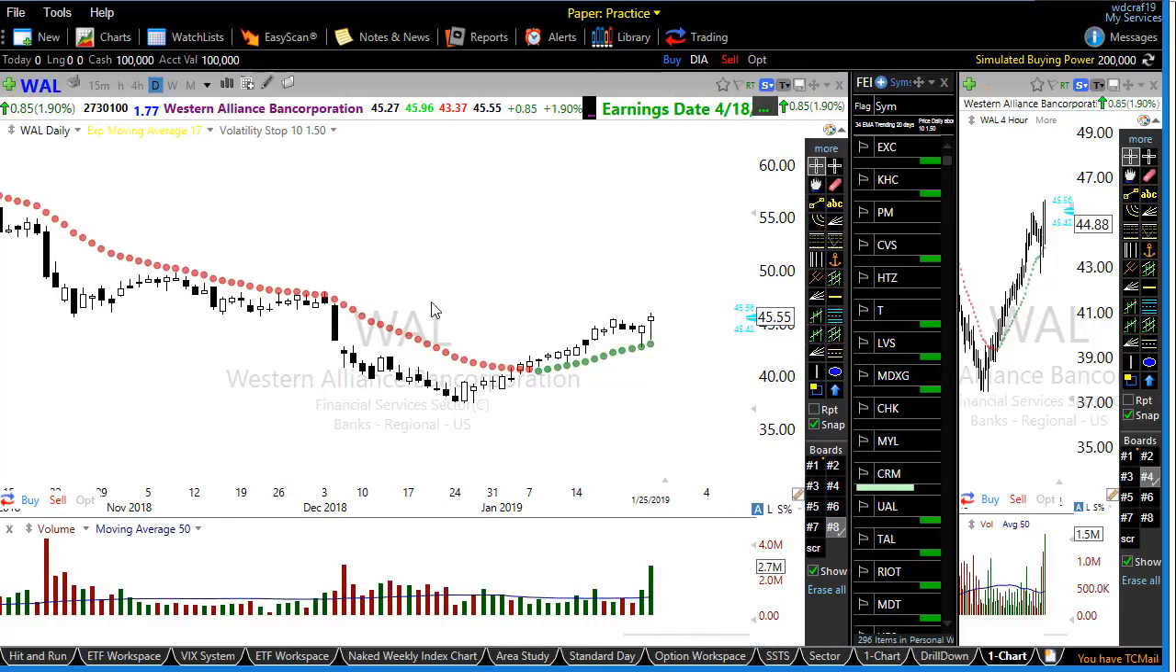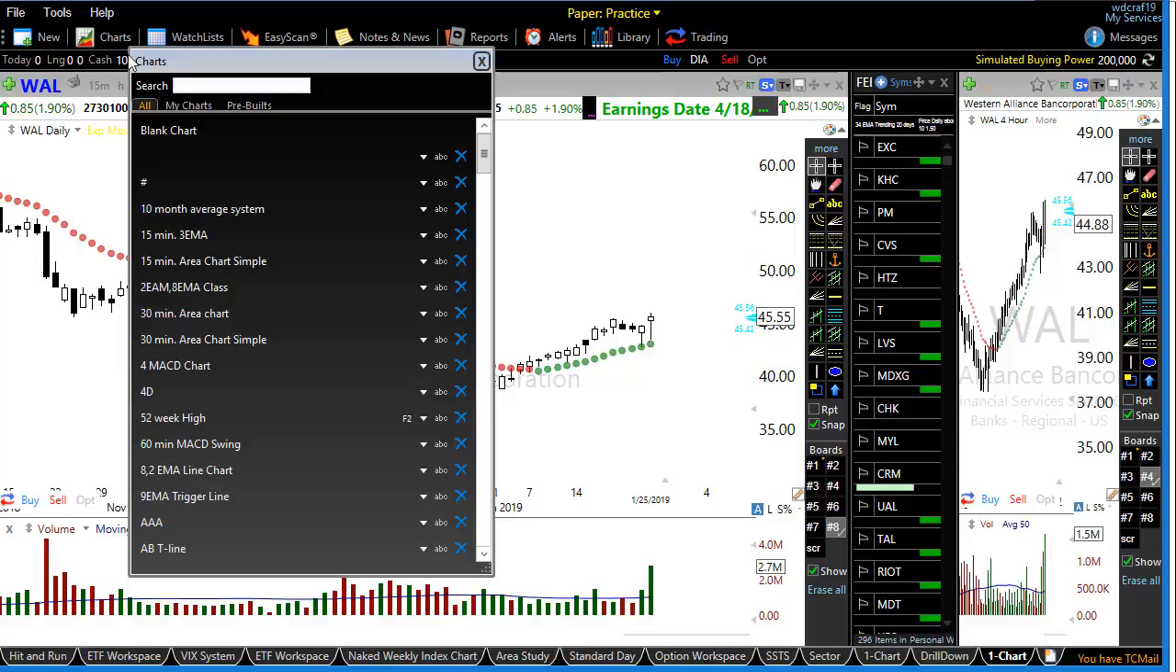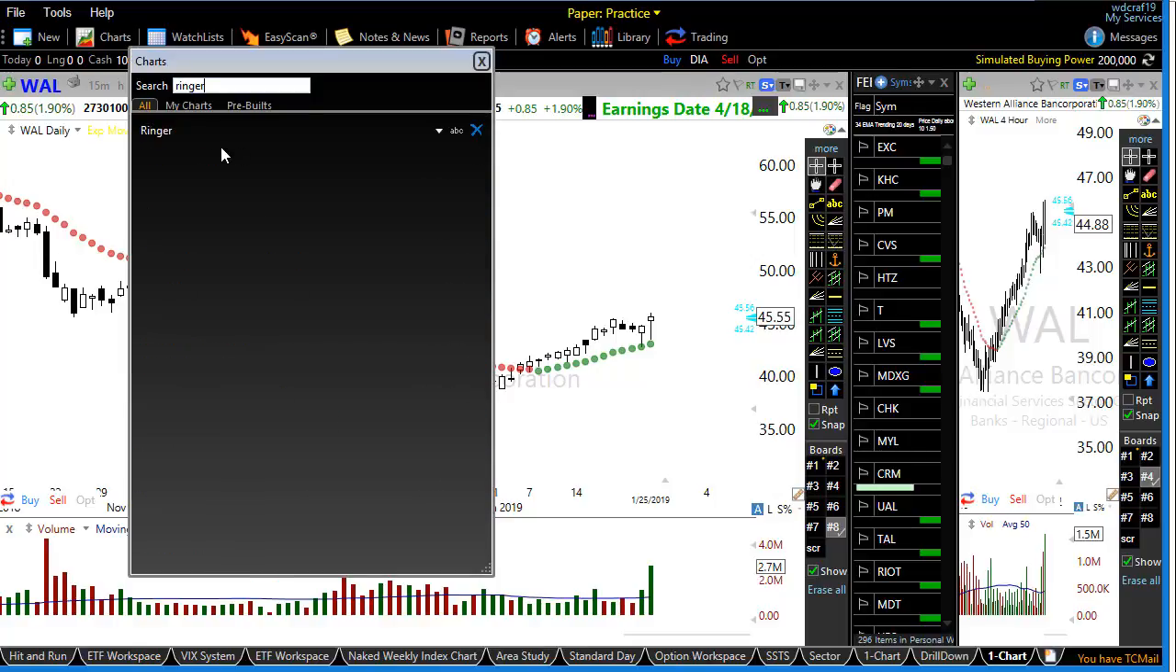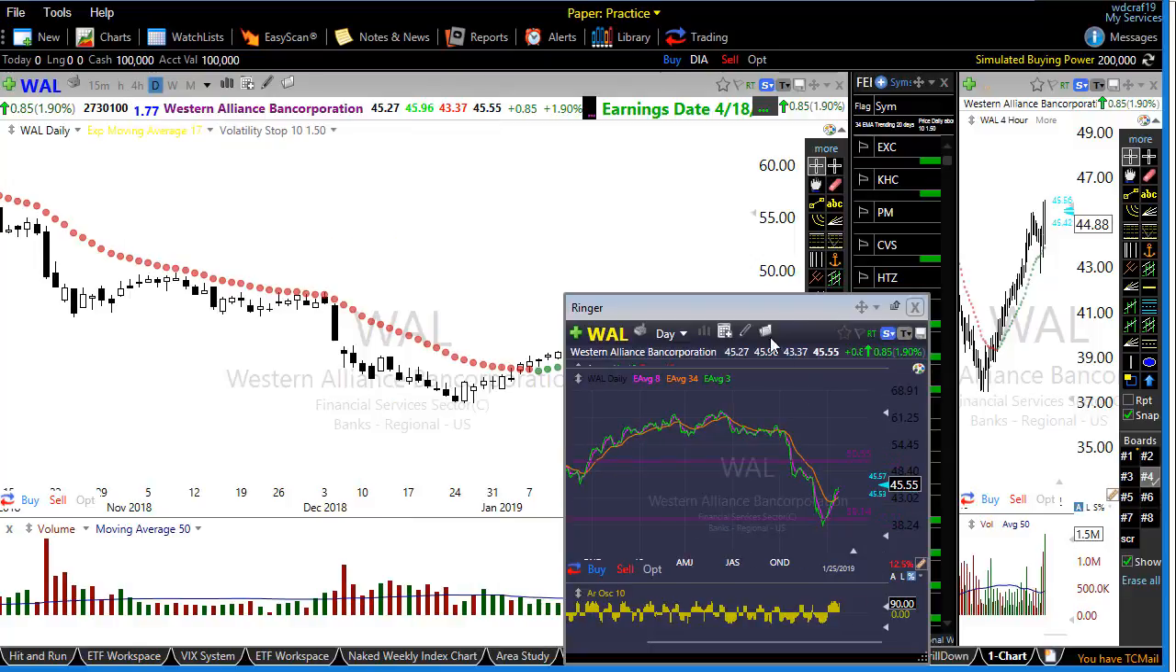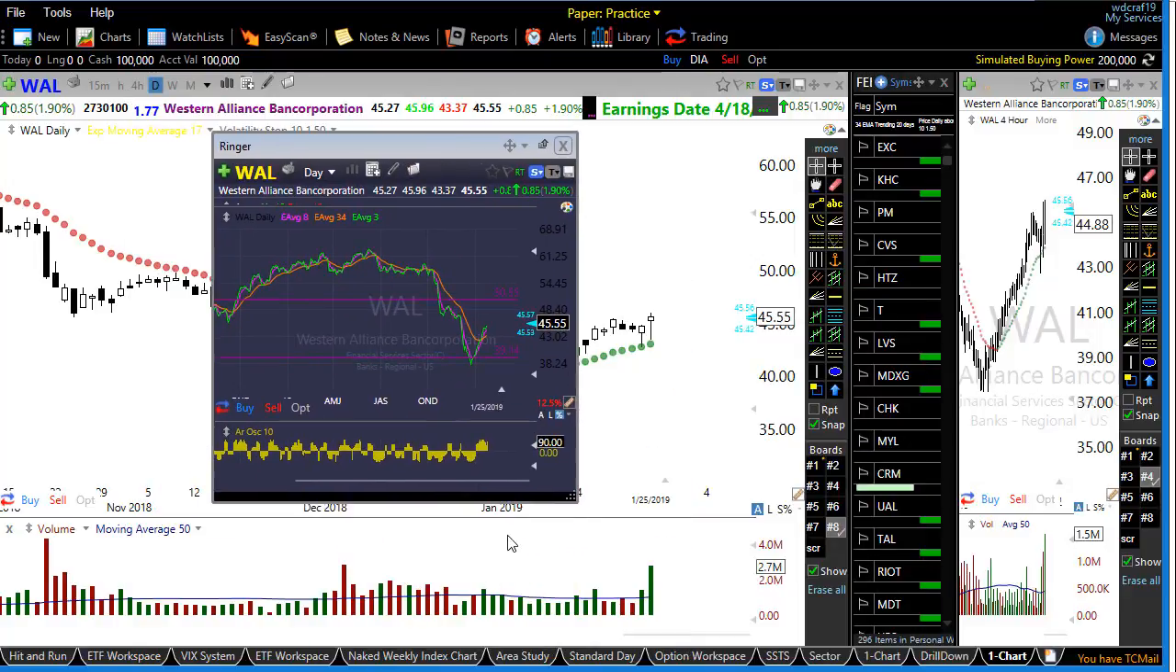So let's say I want a different chart, but I want to have access to it all the time where I can move through those charts really quickly. Let's say I want my 3-line moving average chart on here. All you have to do is click on charts and find it. I named that one ringer because I think it's just a ringer to easily find good potential trades. I had it saved with a purple background and I've changed that to a black background. So there's my chart.